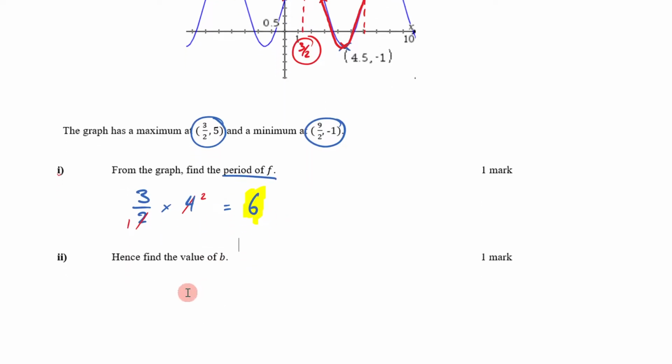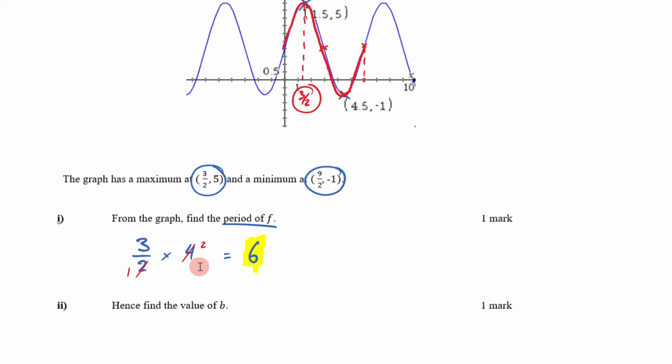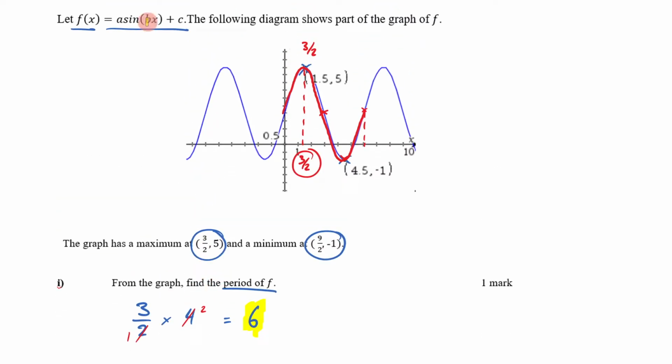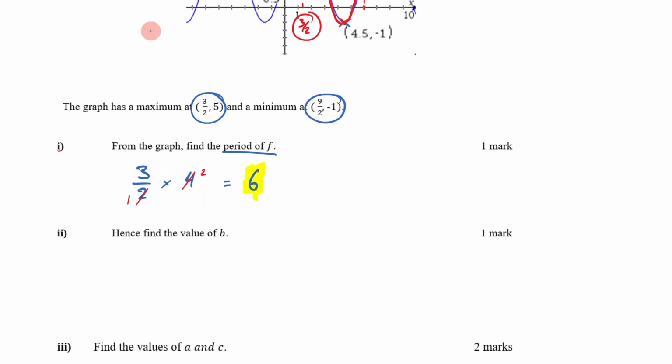Then it says, hence find the value of b. Well, what is b? b here is just the coefficient of x. Now, we know that this is intimately related to finding the period, because if you want to find the period, you simply go 2 pi on b is equal to whatever the period is. Well, we just found out the period is 6. So therefore, I just need to rearrange this to solve for b.